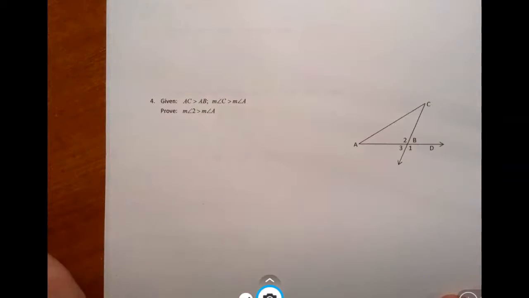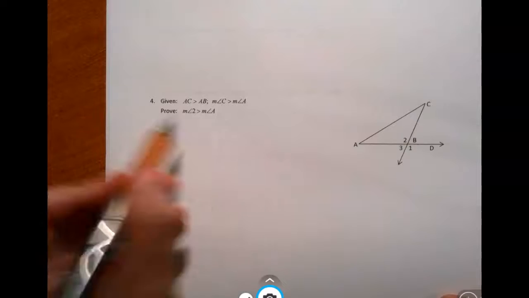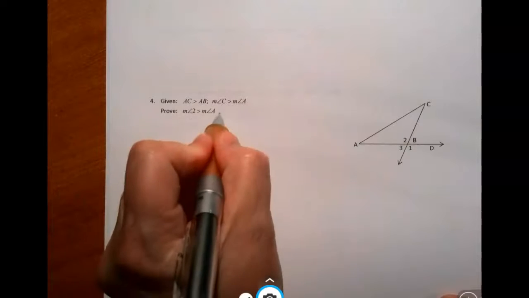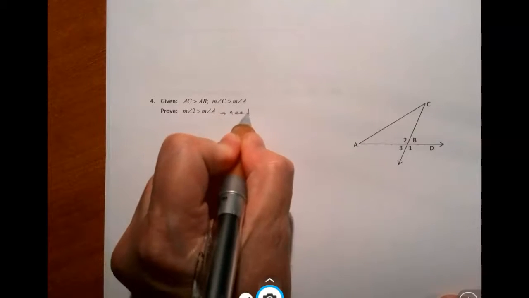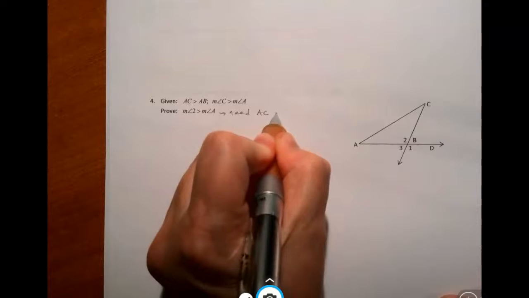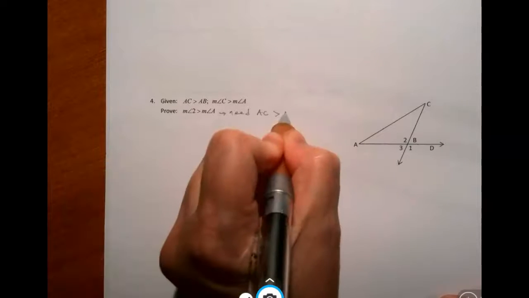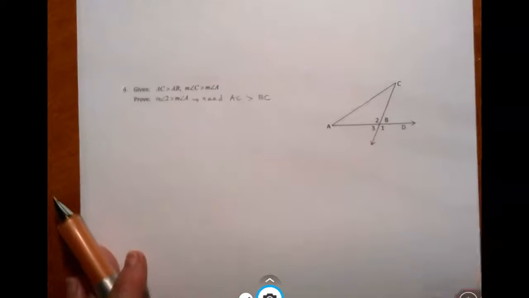So then for number 4, this is going to be somewhat similar, right? Because we want to prove that the measure of angle 2 is greater than the measure of angle A. So now what this means is that I need to use that AC is greater than BC. So it's sort of the reverse from what we had up here. So let's think about how we might get at this.